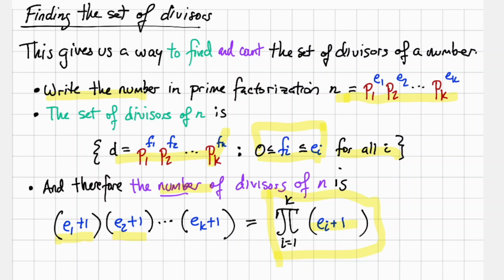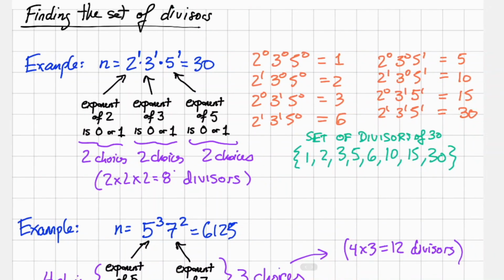Let's do some examples. If we look at n is equal to 30, which we can write as 2 to the 1 times 3 to the 1 times 5 to the 1, we see that every divisor will have an exponent of 2 that is either 0 or 1. It has to be at least 0 and at most 1. Similarly, the exponent of 3 is either 0 or 1, and the exponent of 5 is either 0 or 1, which means there's 2 choices for the exponent of 2, 2 choices for the exponent of 3, 2 choices for the exponent of 5, which means in total there should be 8 divisors.